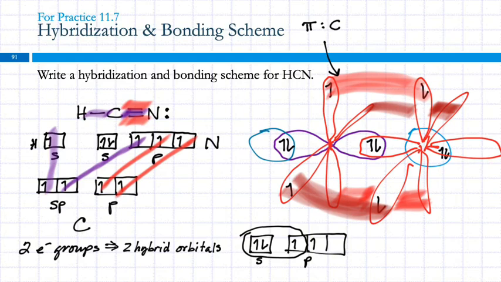And so if I'm labeling these pi bonds, I have 2 pi bonds. They are between carbon and nitrogen. And on the carbon, I'm using a p orbital, and on the nitrogen, I'm using a p orbital. And so that describes both of those. They have the same description.